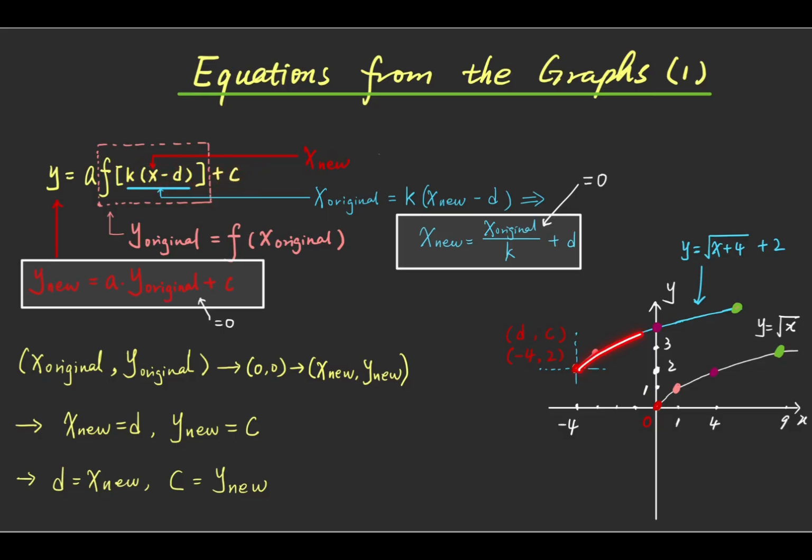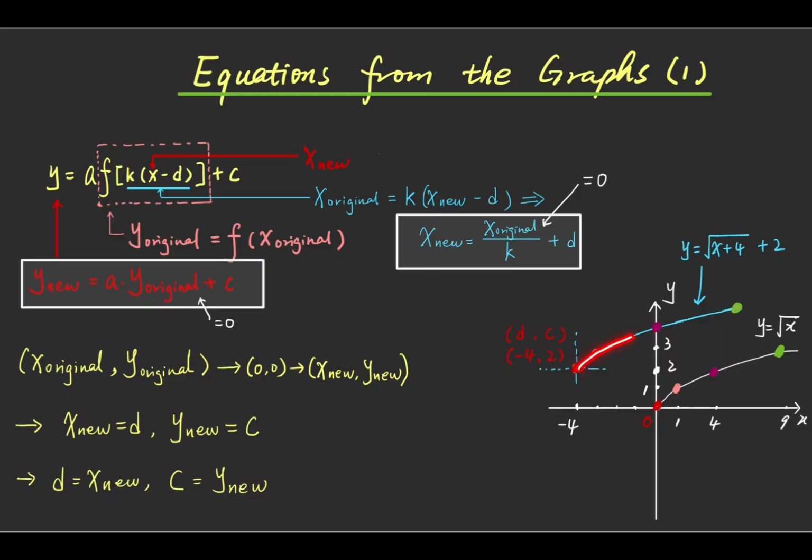If you are given this graph and you are asked to figure out its equation, that is to say, you just need to figure out a, k, d, and c. First, let's observe this expression. Here, this x and this y will construct the corresponding points for every point on the original function. This is the point on the transformed function.